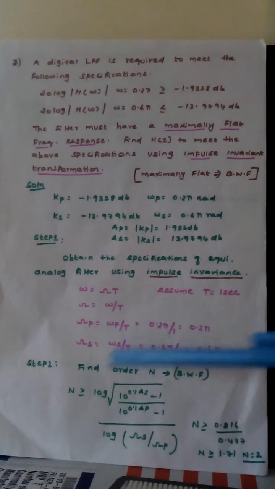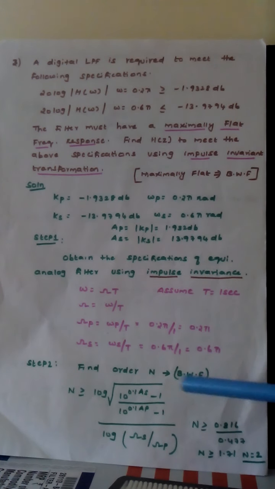So next step, we have to find out the order. It is a Butterworth filter, so you have to use that formula, and if you find it, we get that n equal to 2.